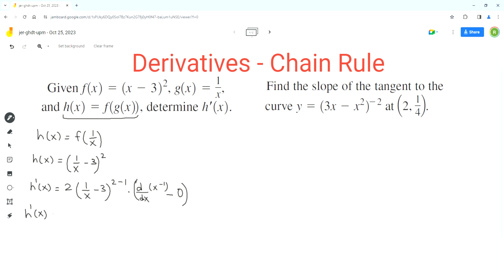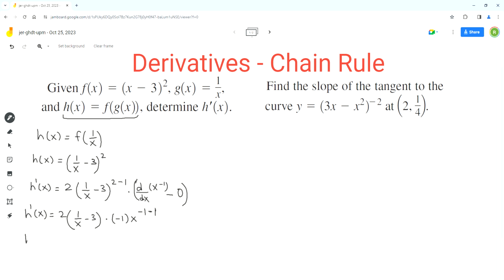So h'(x) equals 2 times (1/x - 3)^1, but we don't have to write 1 as an exponent, times. Now for x^-1, we can use the power rule to find the derivative. So we will do -1 and then x^(-1 - 1). We can ignore 0 because subtraction by 0 doesn't change anything.